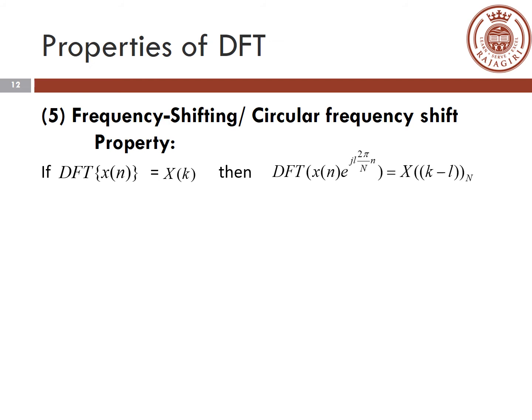Now here, this is the dual of the time shifting property that we have already seen, the circular time shifting property. There it was circular shifting in the time domain, which gave a multiplication by an e raised to factor in the frequency domain. Here it's vice versa. Here you have to multiply the time domain by an e raised to j factor, which results in a circular frequency shift of L units. The proof is pretty direct. Given the DFT of x of n, it is equal to the sum from n equal to 0 to N minus 1 of x of n e raised to minus jk 2 pi by N into n.